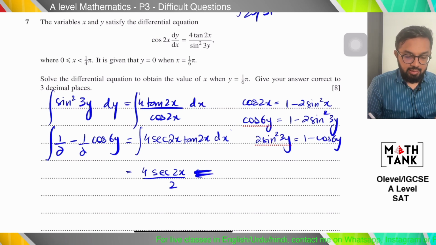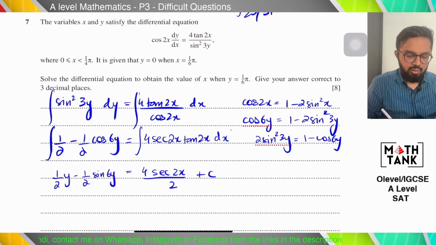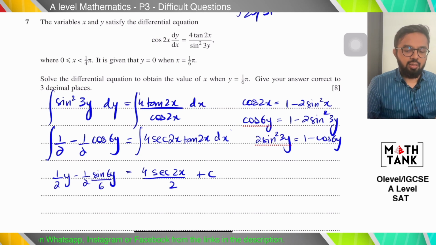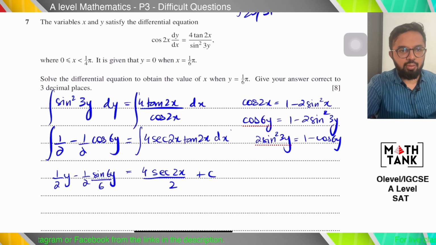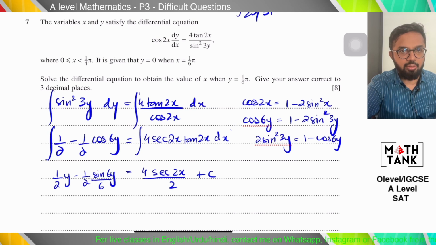I'm going to say that, and this integrates to half y minus half sine 6y divided by 6. That should be my integral. Let's quickly check if that is the correct integral that I need to have. I'm also going to tell you another way of thinking about this question, something that's come up in the recent past papers, so something that you should know.